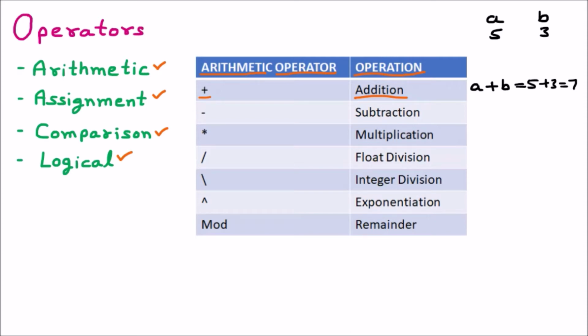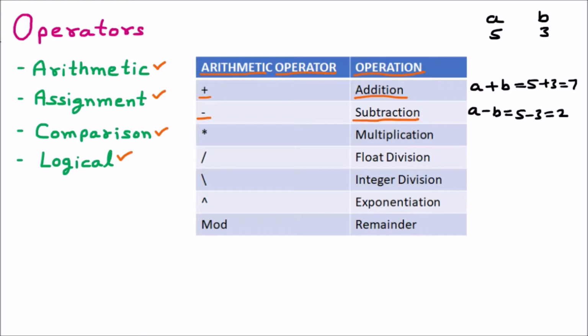Now we are learning the next operator, which is the subtraction. Subtraction is the minus. If we are performing A minus B, that will be equal to 5 minus 3, and that will be equal to 2. So here subtraction is performed.